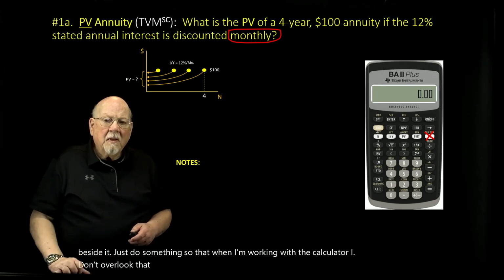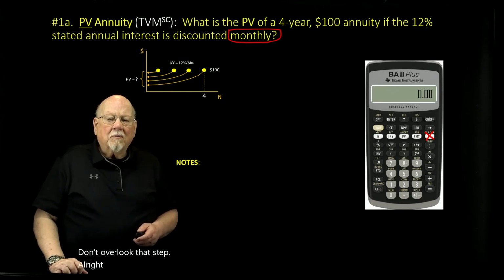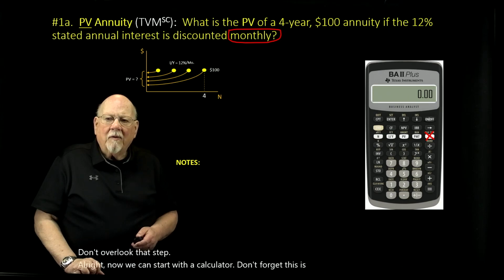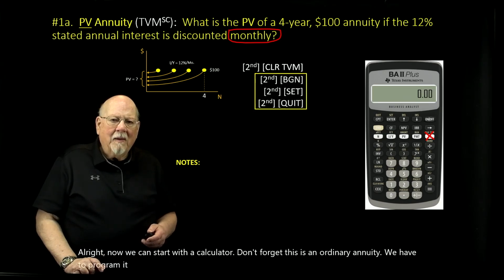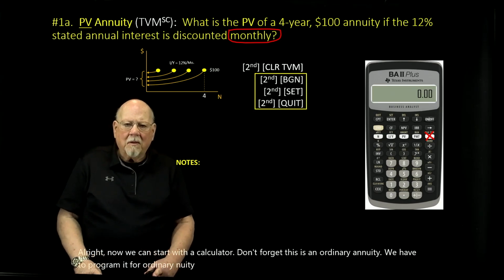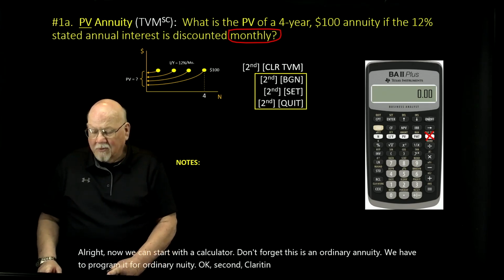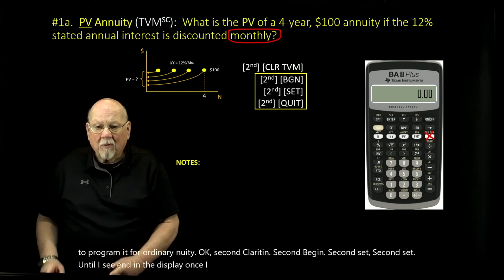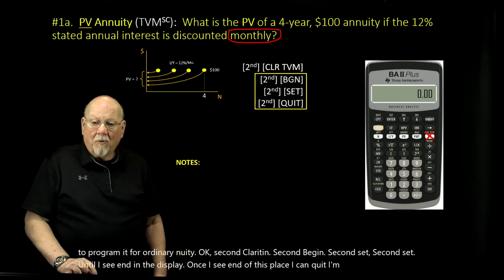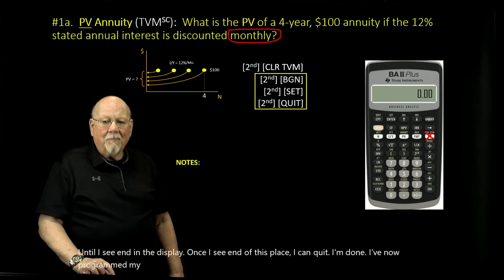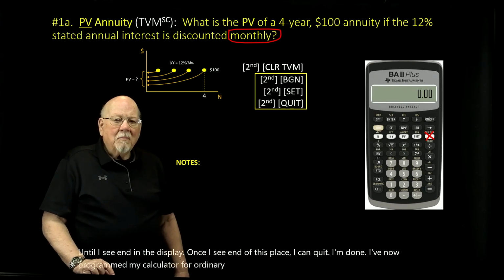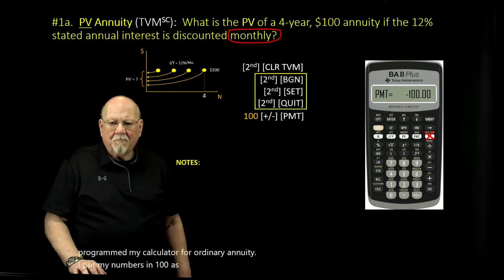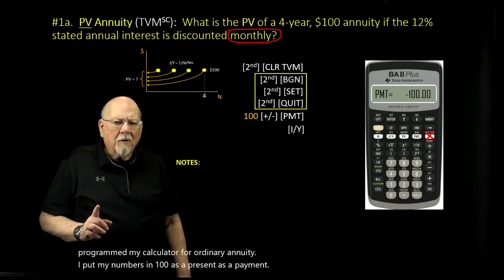All right. Now we can start with the calculator. Don't forget, this is an ordinary annuity. We have to program it for an ordinary annuity. Okay, second clear TVM, second begin, second set, until I see end in the display. Once I see end in the display, second quit, I'm done. I've now programmed my calculator for ordinary annuity. I put my numbers in. 100 as a payment. Now I get to the interest rate key.